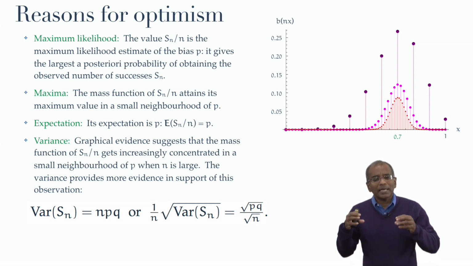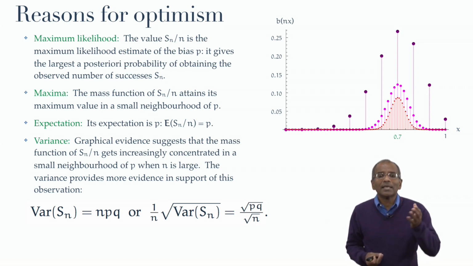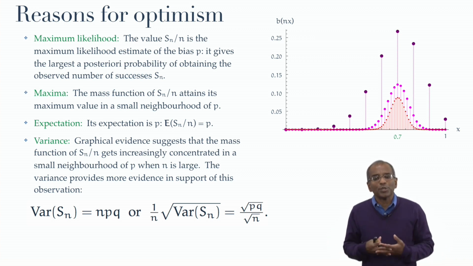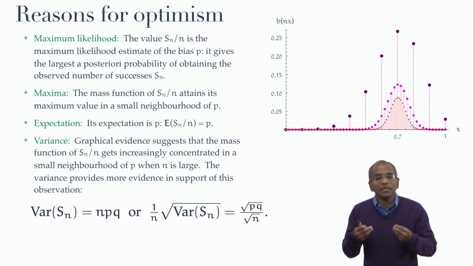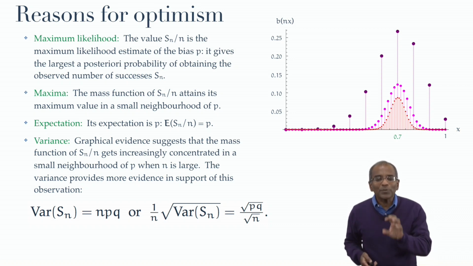This tells us that the per unit spread around p decreases like 1 over the square root of n as the sample size n increases. In other words, we've got increasing concentration near p, and this gives us yet one more reason to believe that Sn over n is a good estimate of p. All of these give us good, solid, principled reasons for optimism in our suggested procedure.